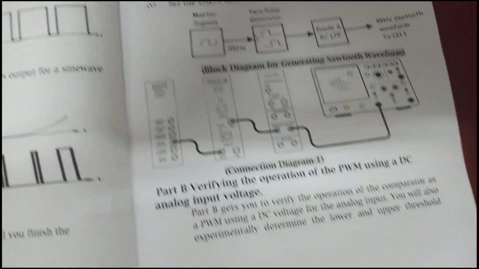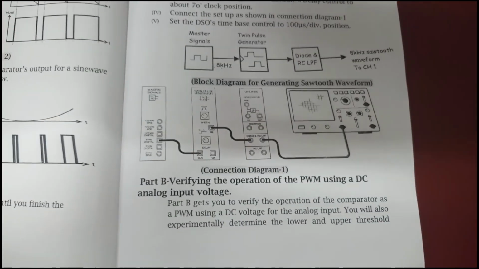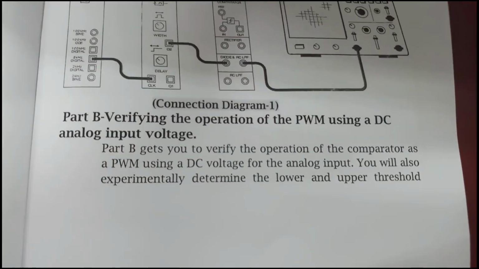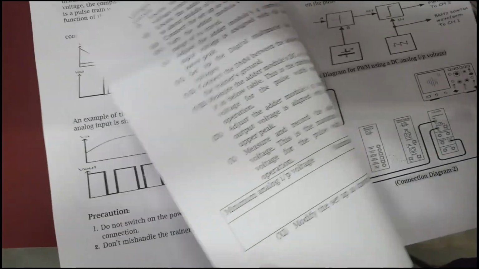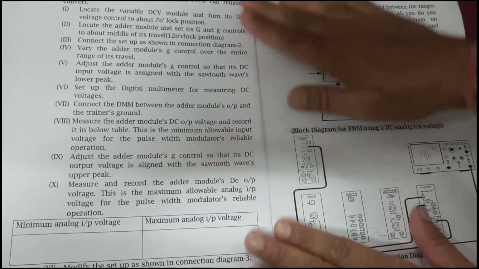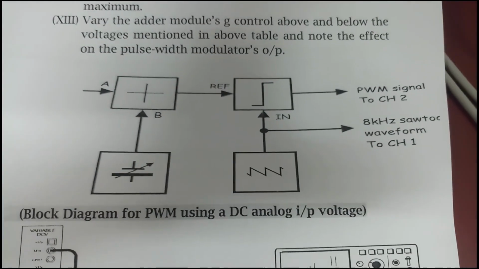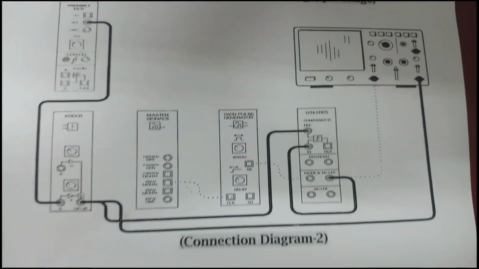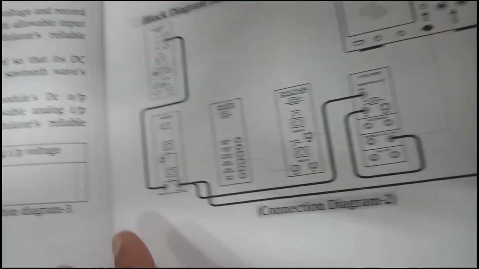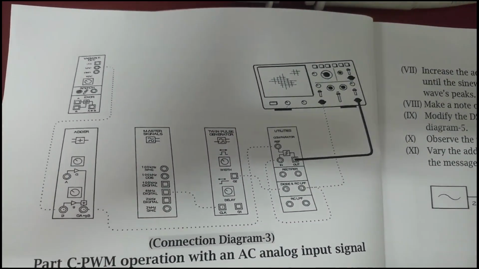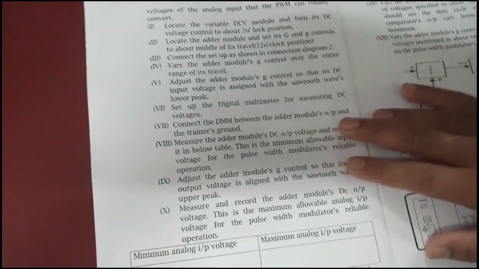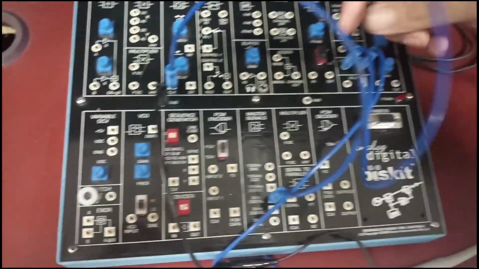First part is done. Then moving to the second part, we will verify the operation of pulse width modulation using a DC analog input voltage. So these are the procedures and this is the block diagram. This is the connection diagram. Two connection diagrams are actually there, another one is also there. One by one we will follow the procedures.